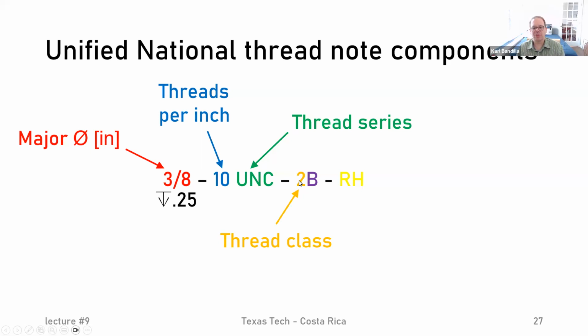Then 2 is the thread class, right? Remember there were 3 classes. The first one is the cheap one, which is nice and loose. The second one, which is the normal one. The third one was the very high tightness one.